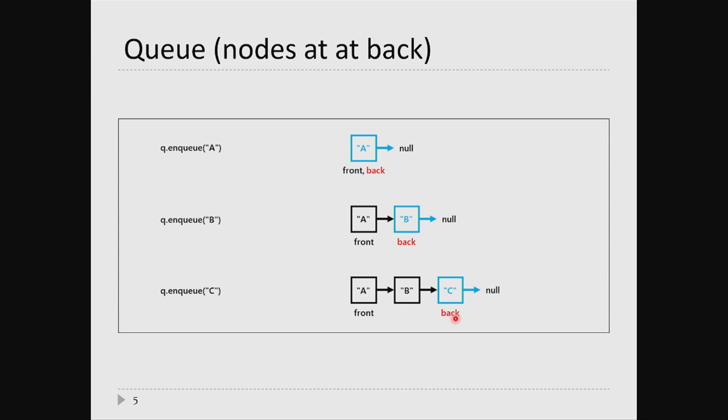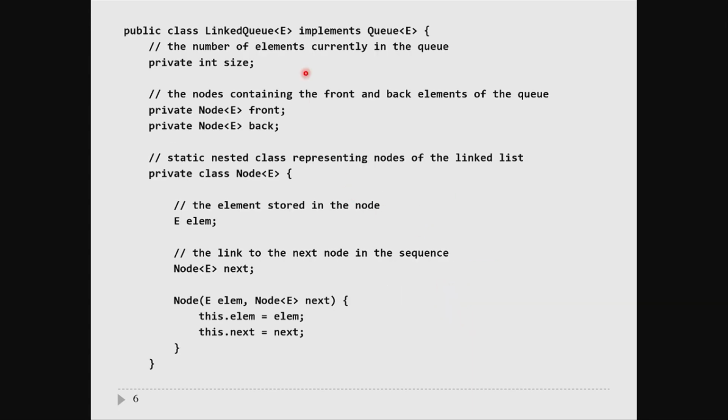So remember, the implementation is almost exactly the same as a stack. We have a linked queue of some generic element type. It's going to implement our queue interface. We're going to store the number of elements in the queue. We have front and back. Front is analogous to top in the stack. Back, and now we have to remember where the back element is as well, because in a queue, we're doing things at both ends. Things come out at the front, and things come in at the back. So I need both of these references.